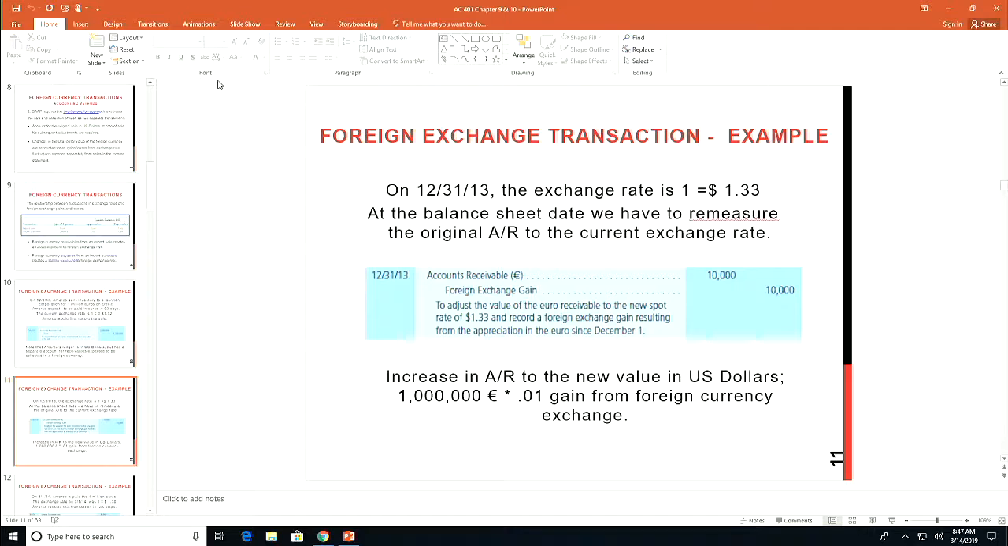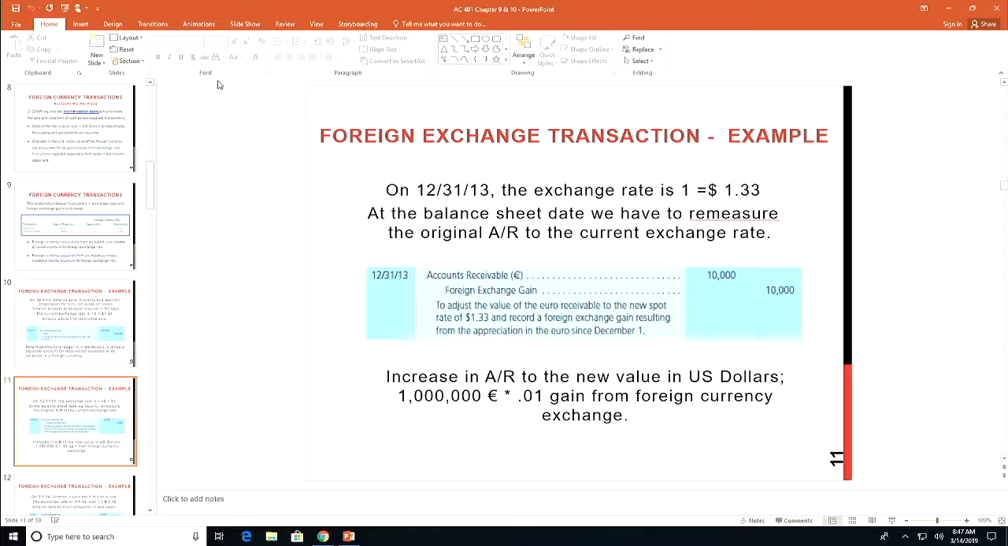Right. So now how will you record it? In terms of your account receivable, since euro value went up, you are expecting to receive more in dollars. So your account receivable will go up, and you have to record a gain. So we increased account receivable, which is debited, and at the same time we recorded the gain. We call it foreign exchange gain. Is it clear?